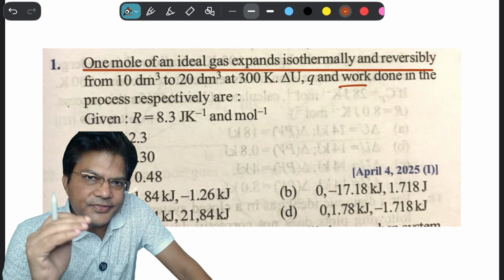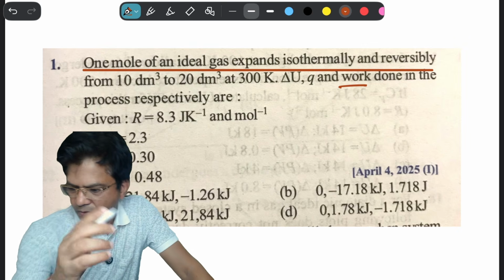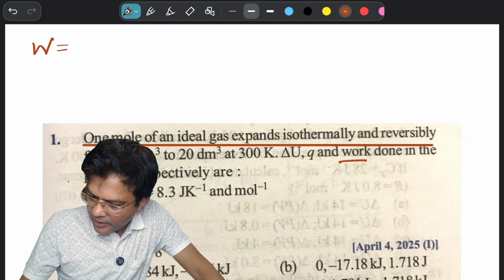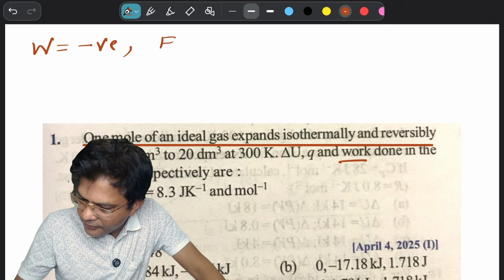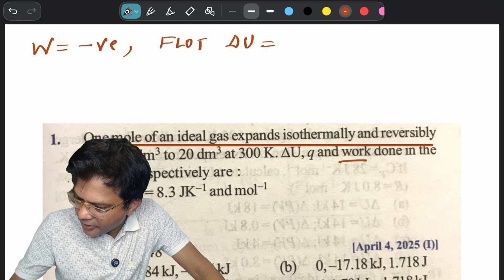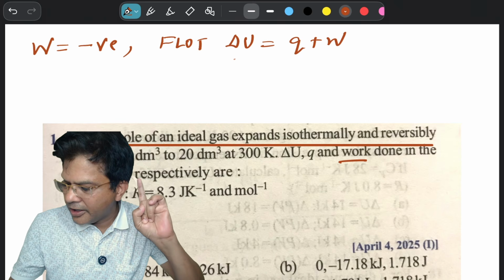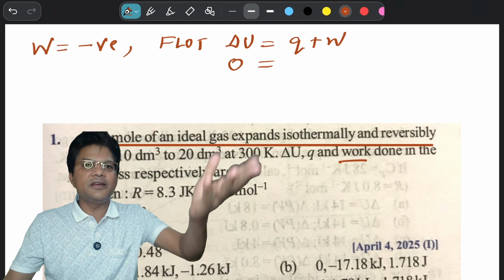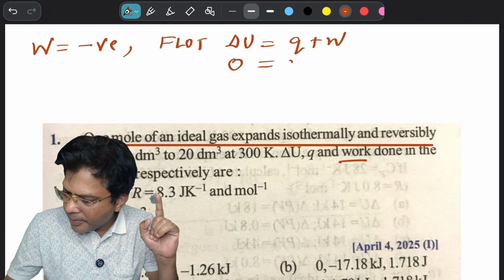steps, quasi-statically, and work is done by the system. So, W is negative. One point is very much clear: W is negative. And once W is negative, we know from the first law of thermodynamics that change in internal energy is equal to Q plus W, and change in internal energy in an isothermal process is 0, because whatever heat is gained by the system, the same amount of work is done by the system.